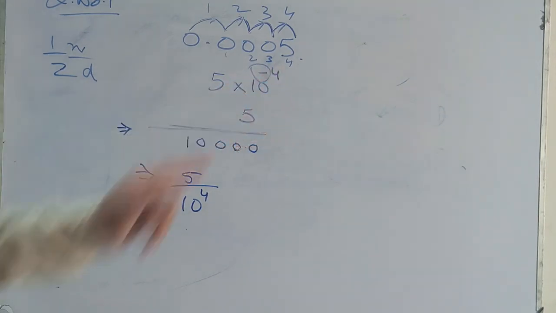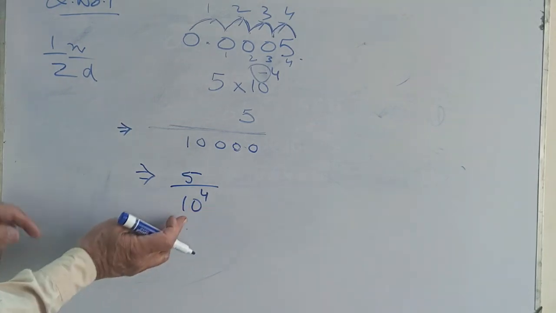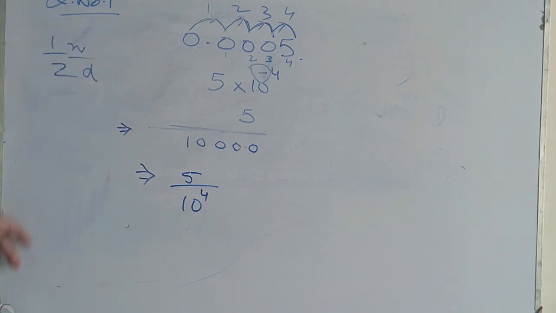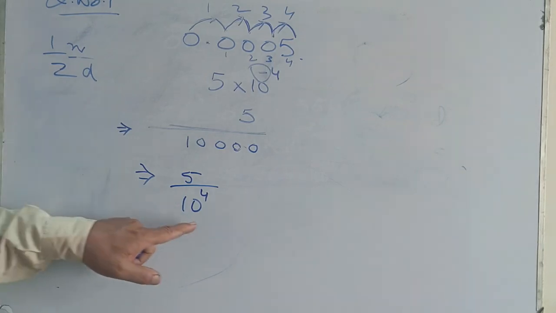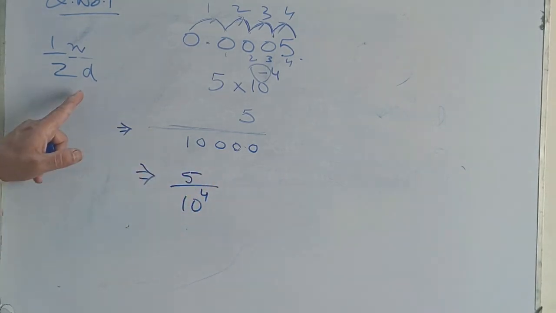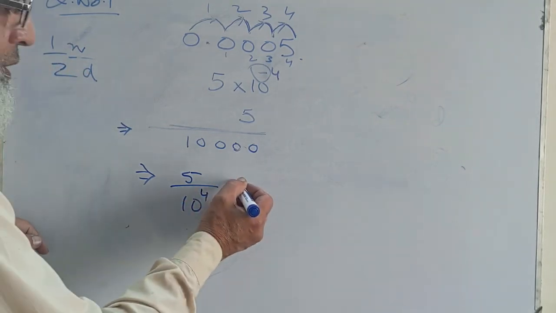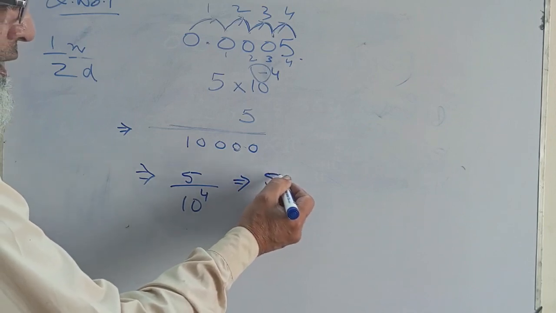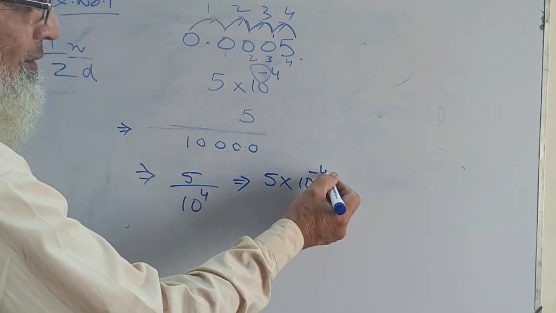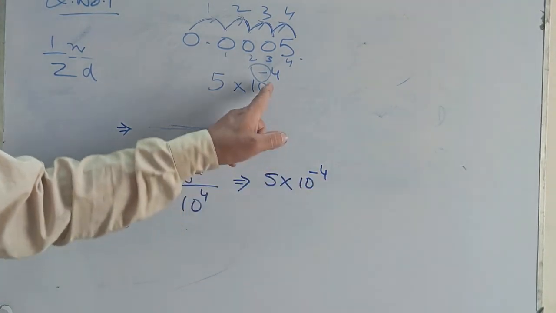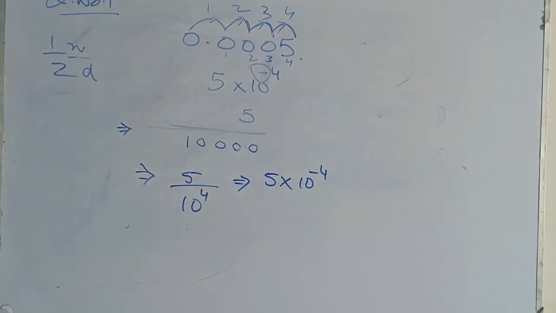You see that something is going to happen over here now. If I shift this 10 raised to power 4 into the numerator, when it is in the denominator, if it is shifted to the numerator, then we have to place a minus sign like this. So you see what has come: 5 into 10 raised to power minus 4.